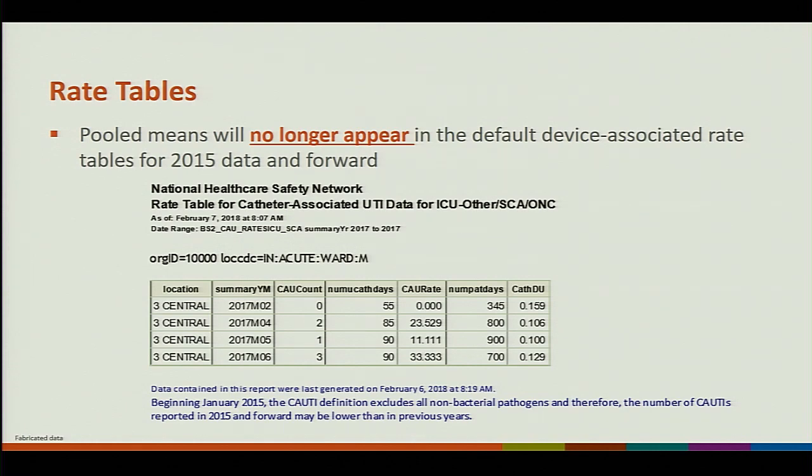Also, as you all may be aware, pool means will no longer appear in your default device-associated rate tables for 2015 data and forward. You now have the option to run SURs, or standardized utilization ratios, for device-associated data. My colleague Agasha will be covering SURs in her presentation later on this week, so stay tuned for that. Information regarding the analysis option.